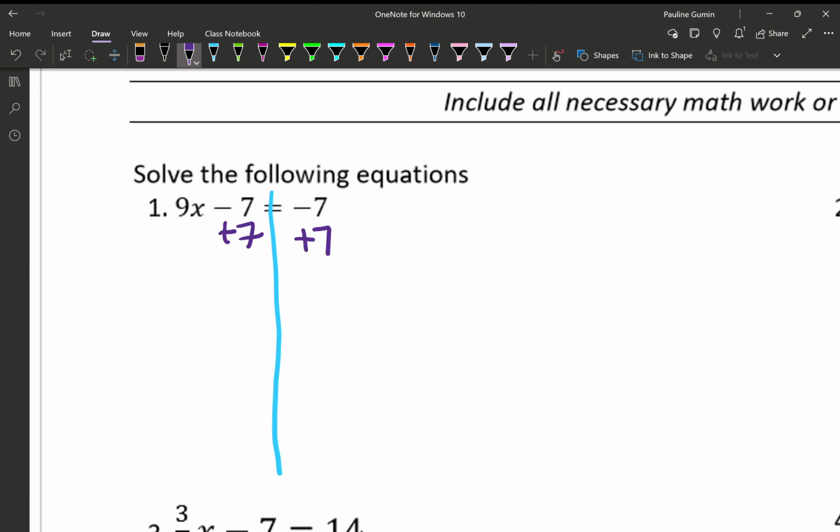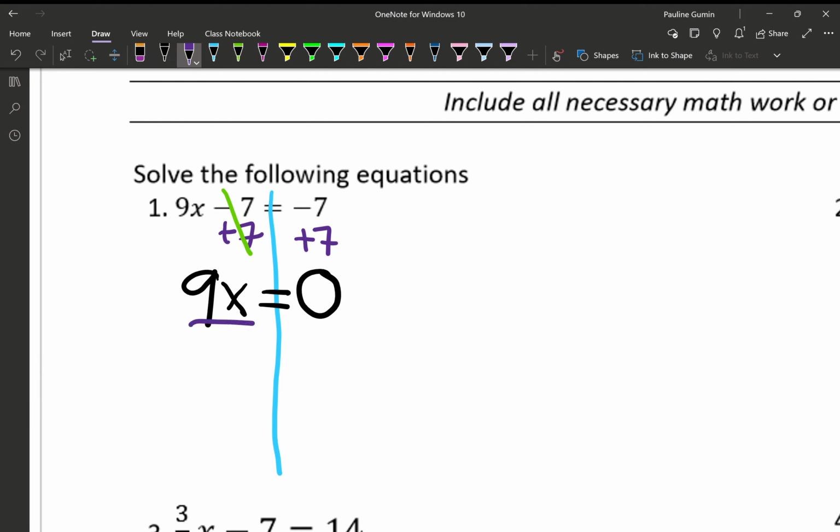And I want to do that because I want to get that minus 7 away from the 9x. And the opposite of minus 7 is plus 7. They cancel on this side, so all we have left on the left-hand side is 9x. On the right, negative 7 plus 7 is 0.